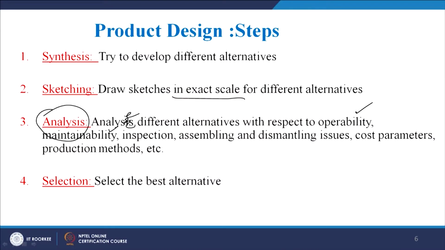Then based on the alternatives, which alternative will be good? An alternative or a product design which is easy to operate, easy to maintain, easy to inspect, easy to assemble, easy to dismantle, cost effective, and easy to produce. That particular alternative or idea will be taken to the next stage of product development. So we will select the best alternative, which I have already mentioned.